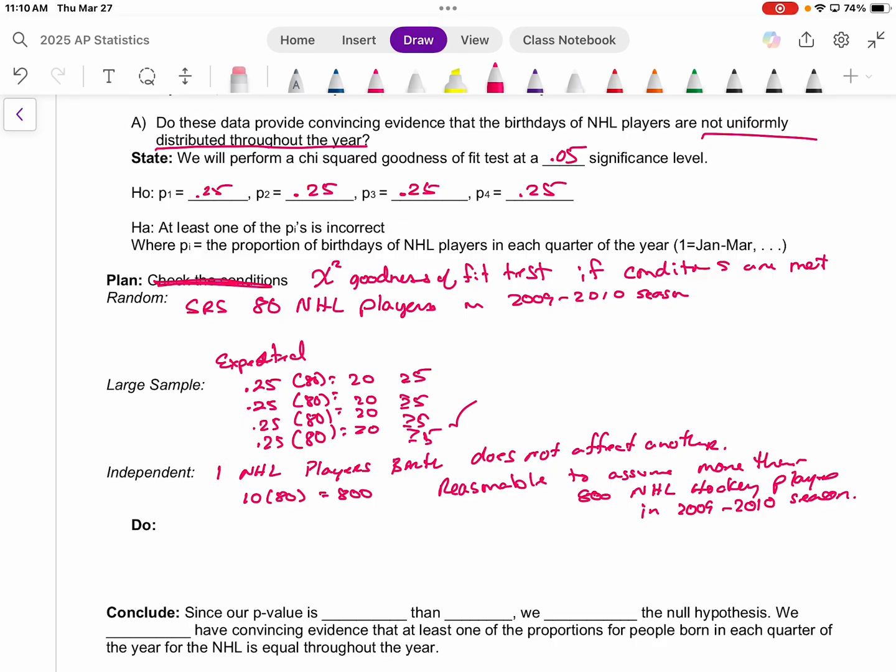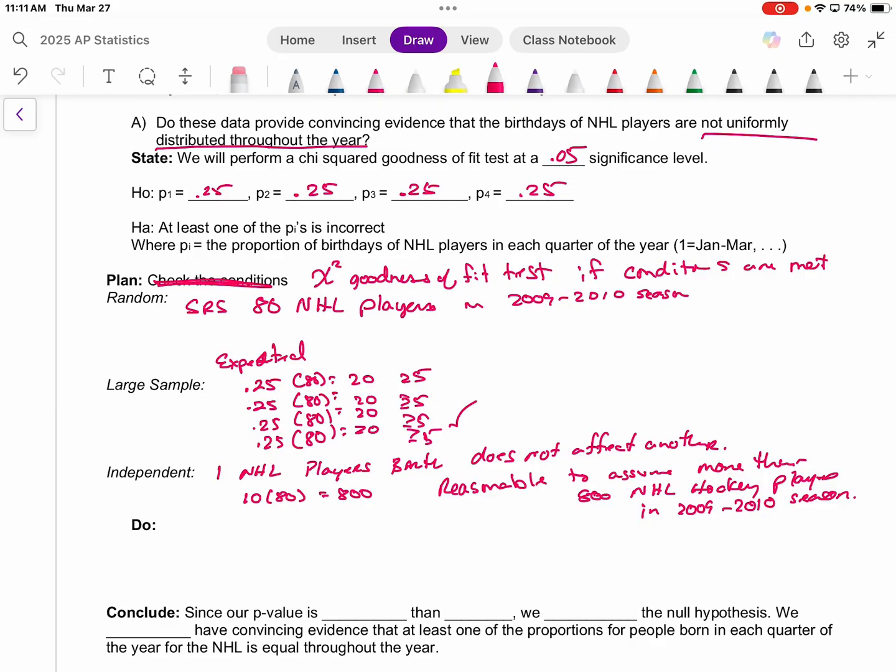Then I did a search asking, what is the average roster size for an NHL team in that year? It said 18 to 23. So let's say 23. What's 23 times 30? It's like 690, isn't it? Which is less than 800. So here we would stop, because we didn't meet independence.